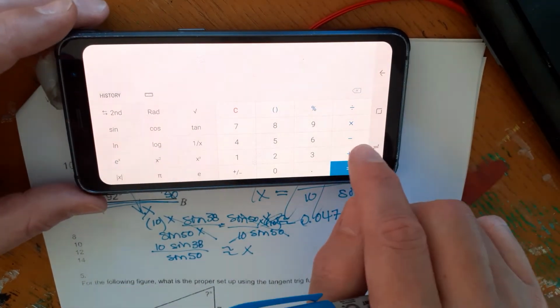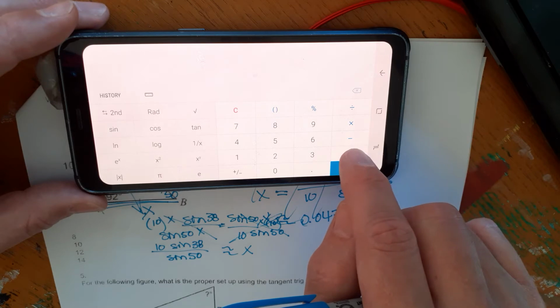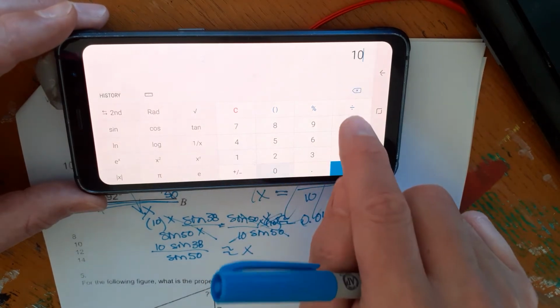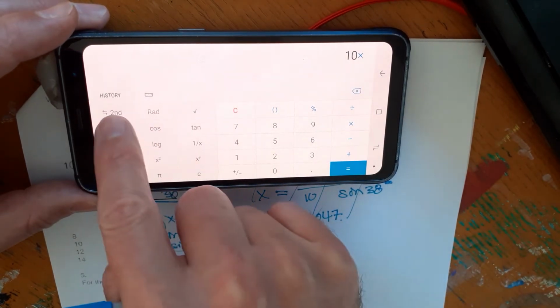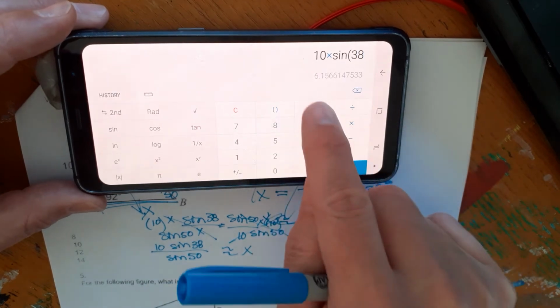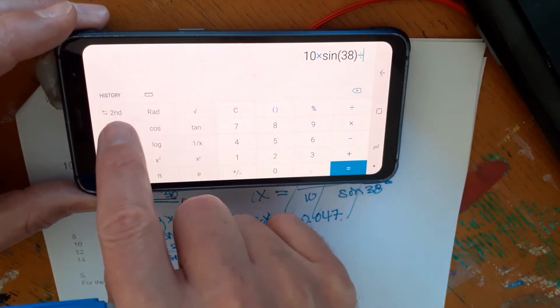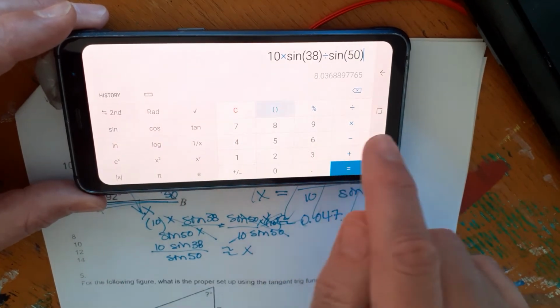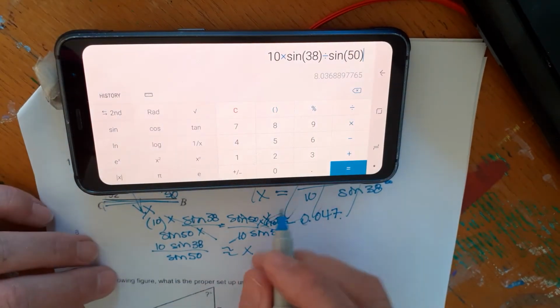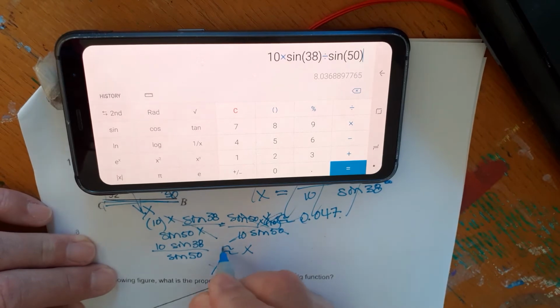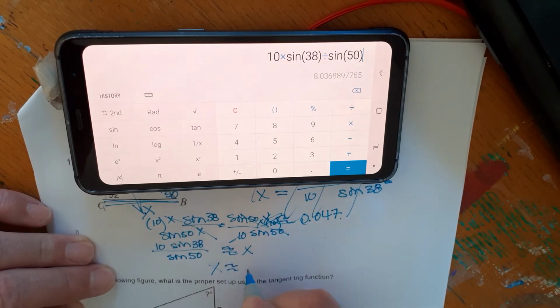Or in pencil, you can erase all the pencil, but I like doing it in pen, it's just more fun for me. 10 times sine of 38, close the parentheses, now we say divided by sine of 50, close the parentheses. So x is approximately equal to 8.04.